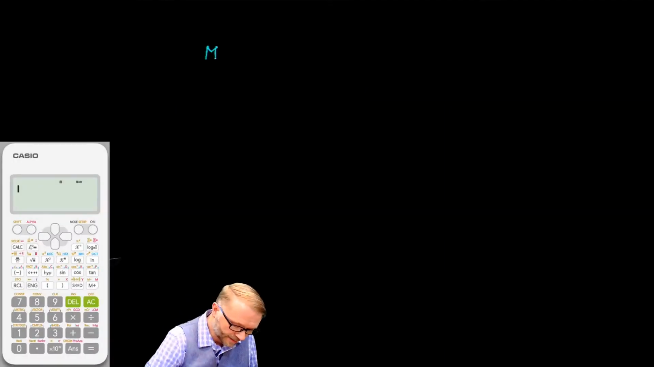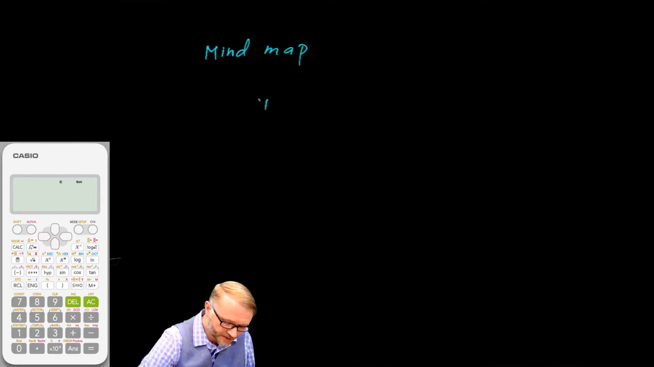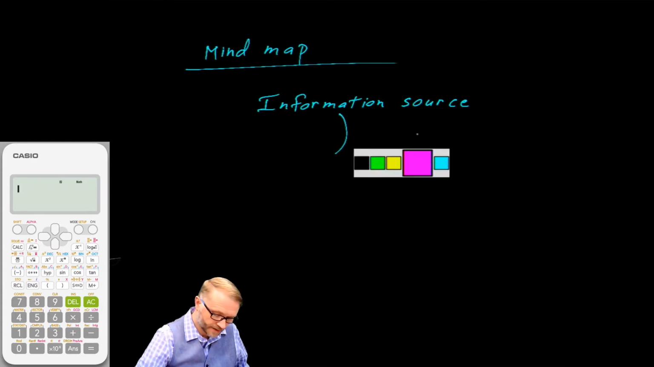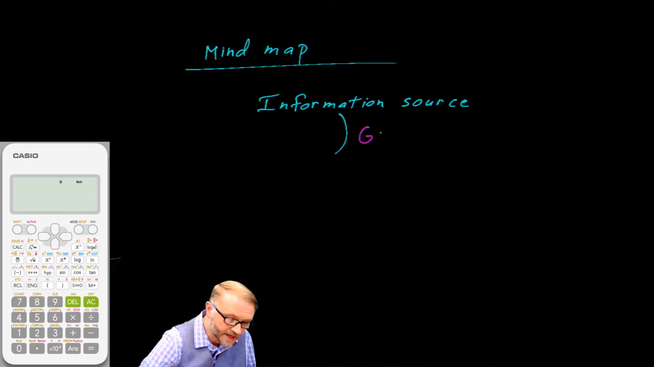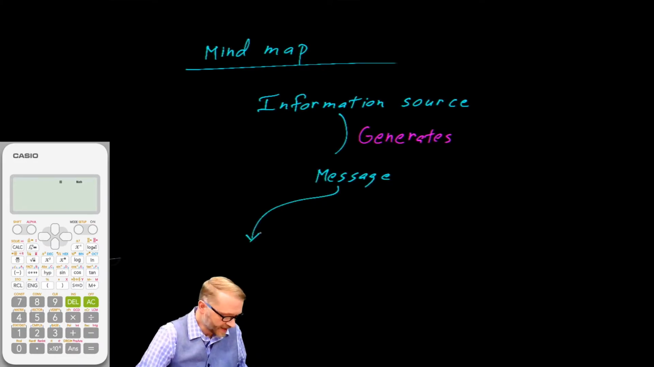Now that you've watched those videos, let's do a quick mind map, specifically about the information source. I think you'll agree the information source generates, let's do that in a different color. So we can say the information source generates a message. We could say that that message contains information.